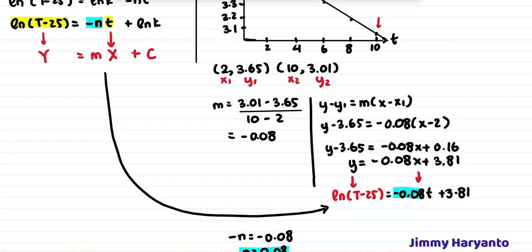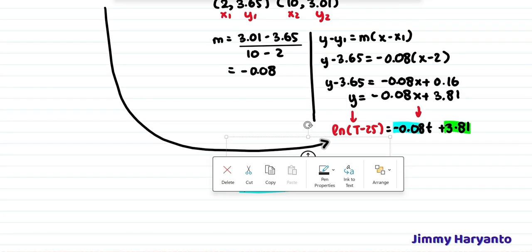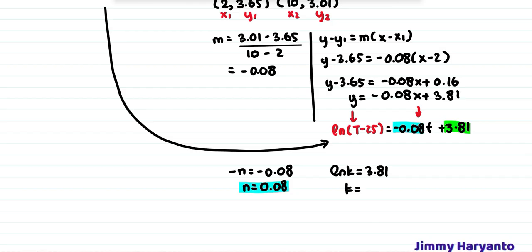Next is the ln k. The ln k has to be the same as this one. So ln k equals 3.81. That means k equals e to the power of 3.81. Let's calculate this, and you will have k equals 45.2. There you go. Okay, so this is the solution of your homework. I hope that you can understand it well.